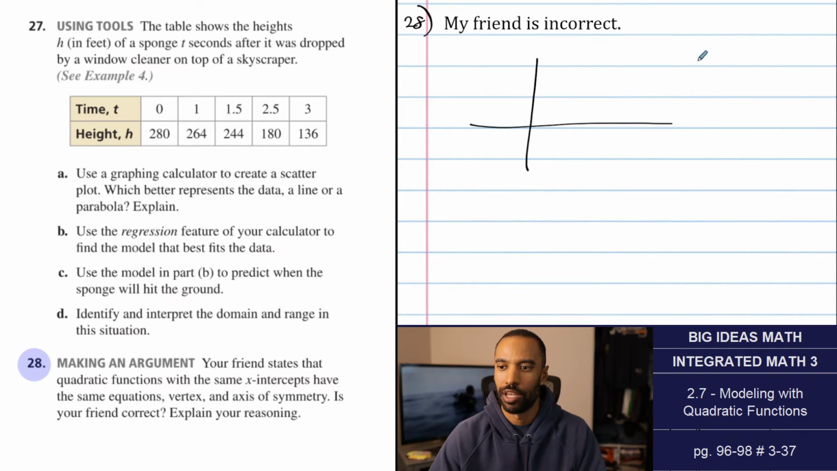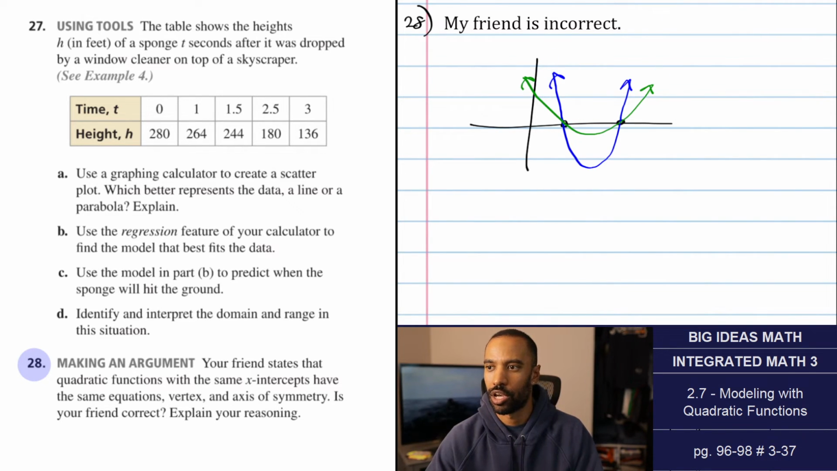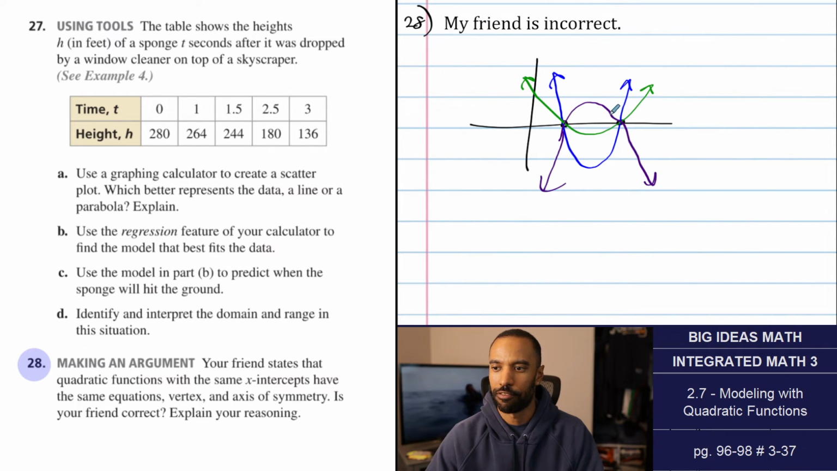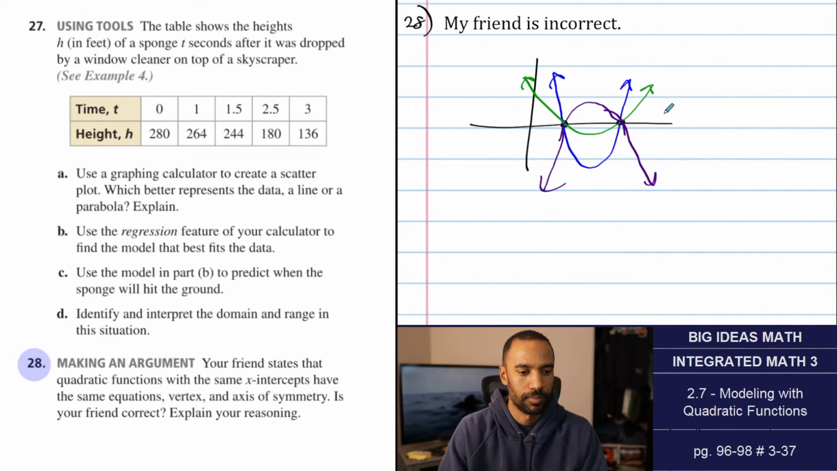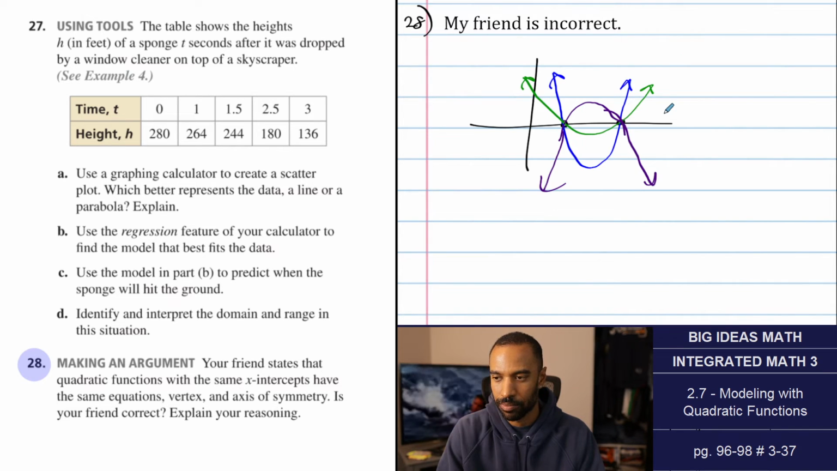Here's my explanation. Friend, I can have these two intercepts. Here can be a graph. Well, also, here can be a graph with those two intercepts. And also, here can be a graph with those two intercepts. These have different vertexes. Just because they have the same intercepts, they're not necessarily the same equations or vertexes.